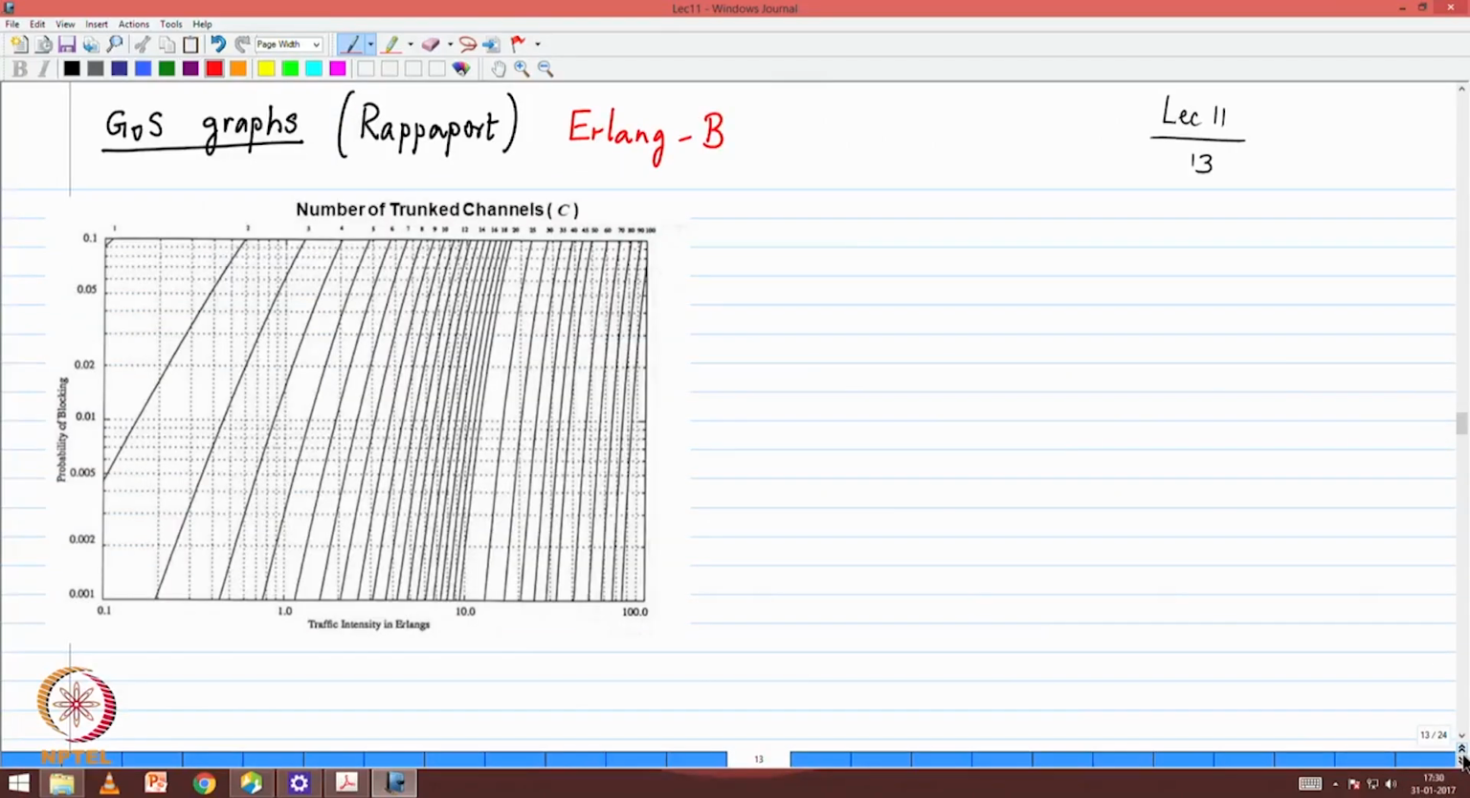So basically, Erlang calculated these blocking probabilities and drew them in the form of graphs. The y-axis is blocking probability. That's grade of service. So you could also label it as grade of service, and on this axis is Erlangs.